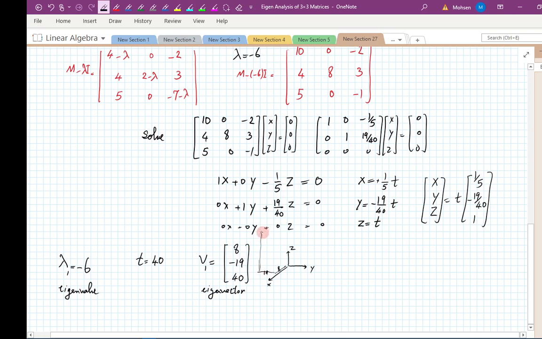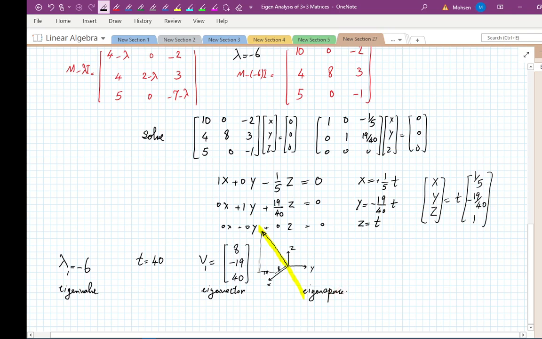So something like this is a representation of our v in 3 dimensions. It's going to be a little bit hard to do that. Then the line that lines up with that vector is going to be your eigenspace. Okay.